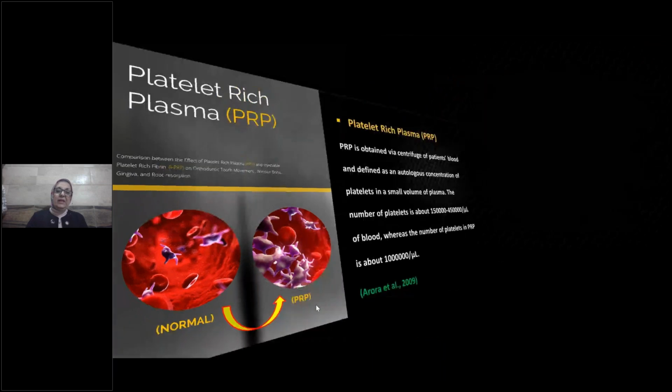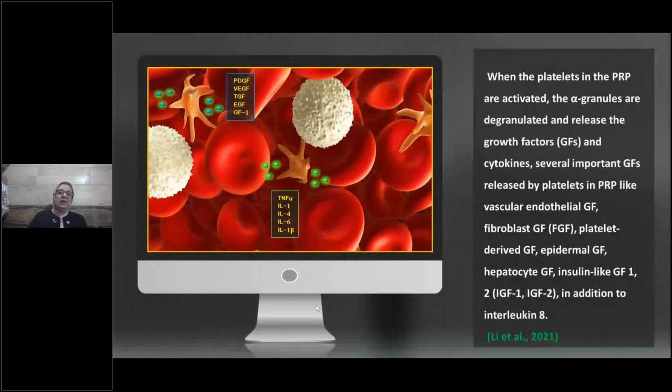When the platelets in the PRP are activated, the granules degranulate and release growth factors such as cytokines. Several important growth factors are released by platelets in PRP, like vascular endothelial growth factor, fibroblast growth factor, and in addition insulin-like growth factor.